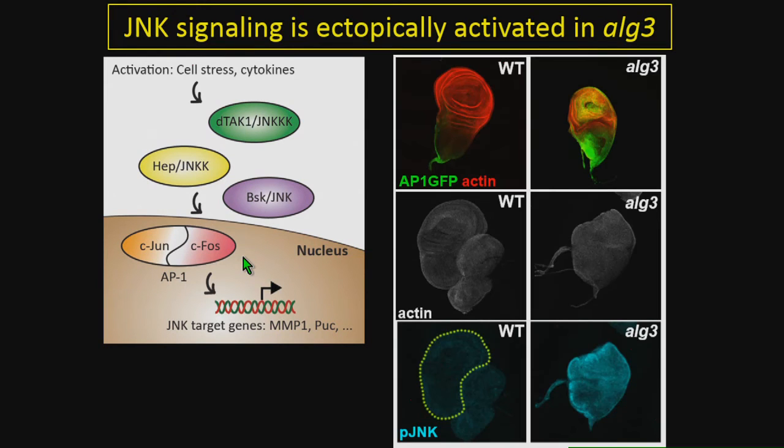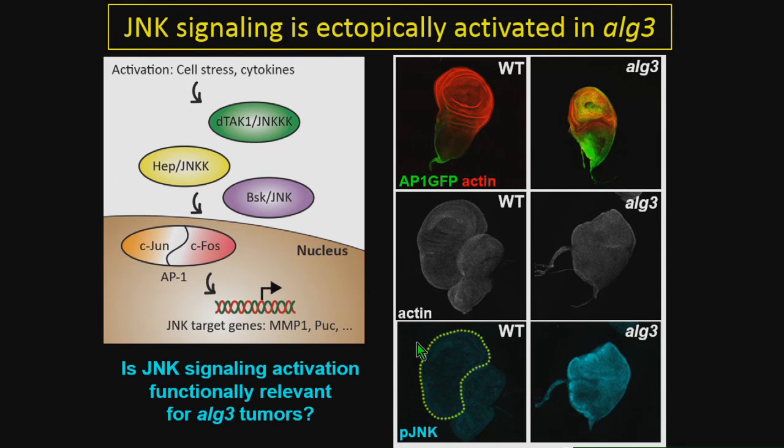And when we look at different JNK pathway readouts in these tumors, we can actually see that, for example, a readout like AP1-GFP is very strongly activated in these tumors. And also, if you look more directly at phosphorylation of JNK, so the Drosophila JNK Basket, you stain for phosphorylated JNK, and in a wild-type disc, you don't see as much activation, but in Alg3 mutants, you get a lot of it. So JNK is clearly activated in these tumors, but is it also functionally relevant?